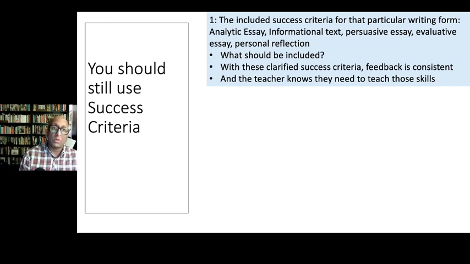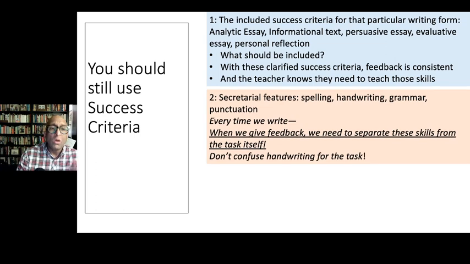And further, I would argue that the teacher knows that these things need to be taught. These things that you're calling success need to be explicitly taught. The secretarial features, spelling, handwriting, grammar, punctuation, or whatever that looks like in your subject, the literacy, I guess. These are the things that we should have every time we write. But when we give feedback, we need to separate these skills from the task itself. Usually when I'm first getting students to engage in self-assessment or peer assessment, they love to be obsessed with the handwriting, and it's not. The handwriting or these secretarial features should not be confused with the task itself.